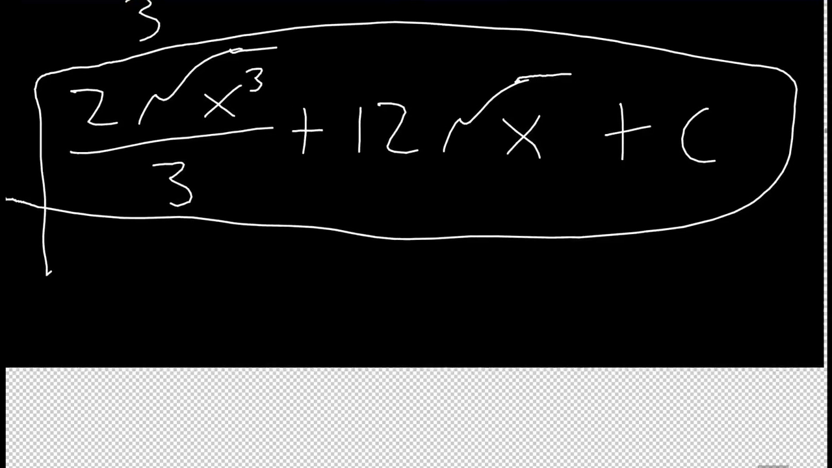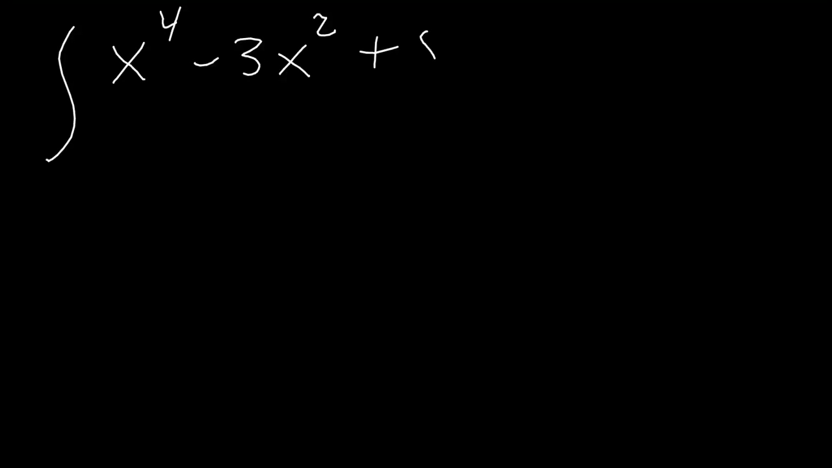I think we should do one more example just so we really understand this. So let's try the integral of x to the 4th minus 3x squared plus 5 all over x to the 4th.